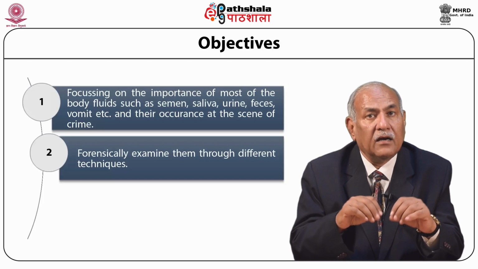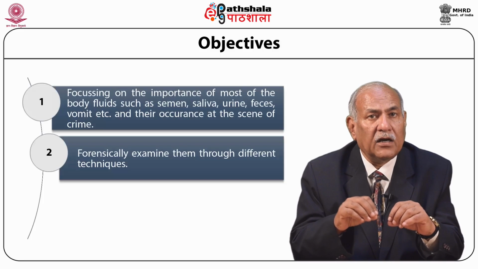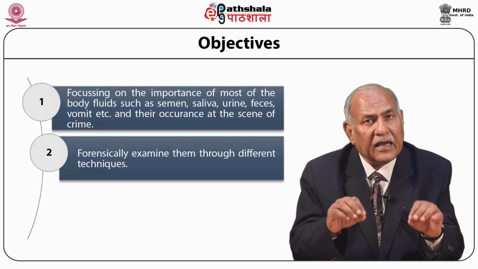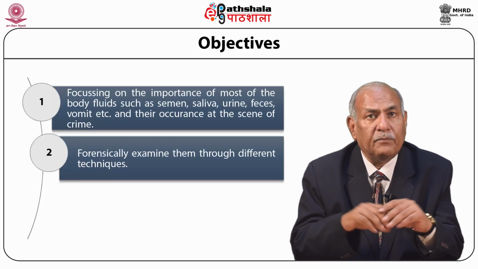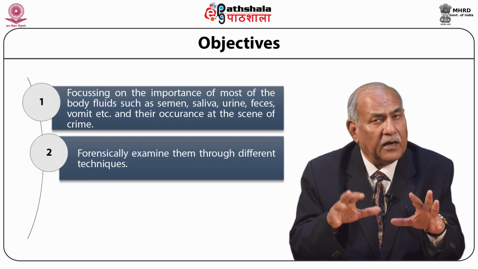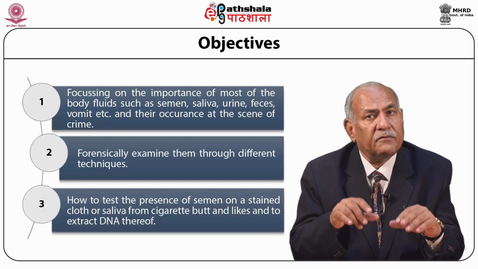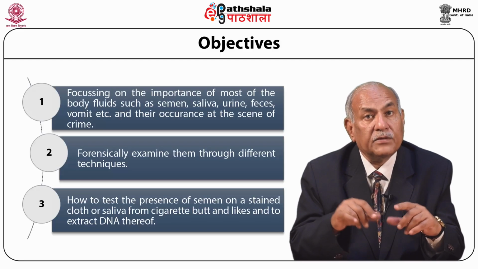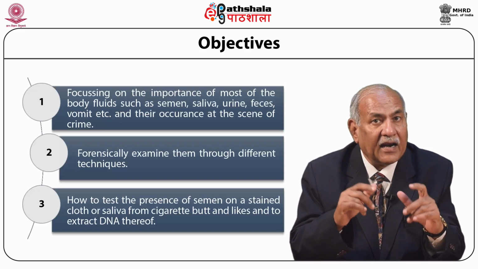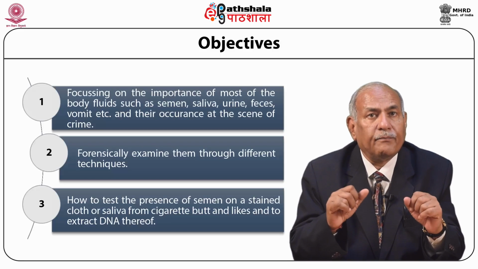Students have already learned about blood in the last module, therefore, it shall not be discussed here again. In this module, Body Fluids in Personal Identification Part 2, students will learn how to test the presence of semen on a stained cloth or saliva from a cigarette butt and to extract DNA thereof.